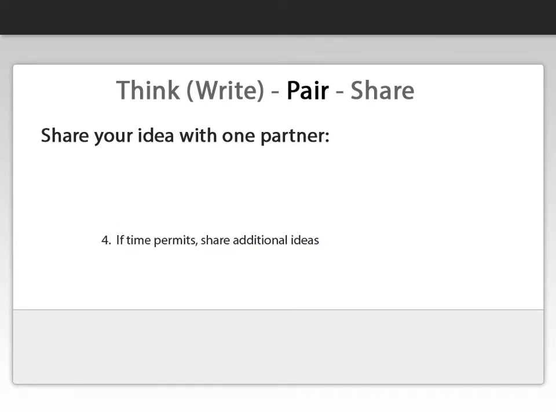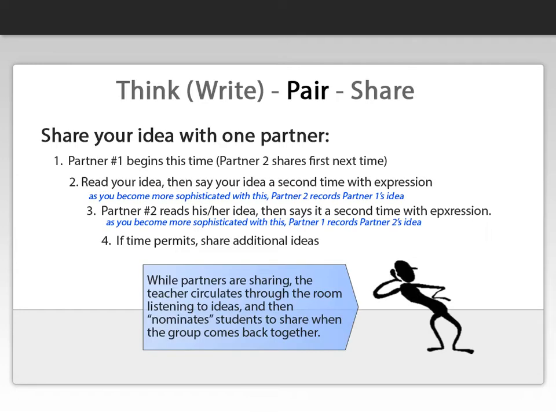Sharing continues with partners taking turns reading from their written brainstorm, then speaking in complete sentences to answer the prompt that they have prepared. During this time, the teacher circulates through the room, listening to the ideas and asking specific students to share in the large group at the end of the partner time. By knowing that I'm going to share something that I have practiced, English learners speak with confidence.